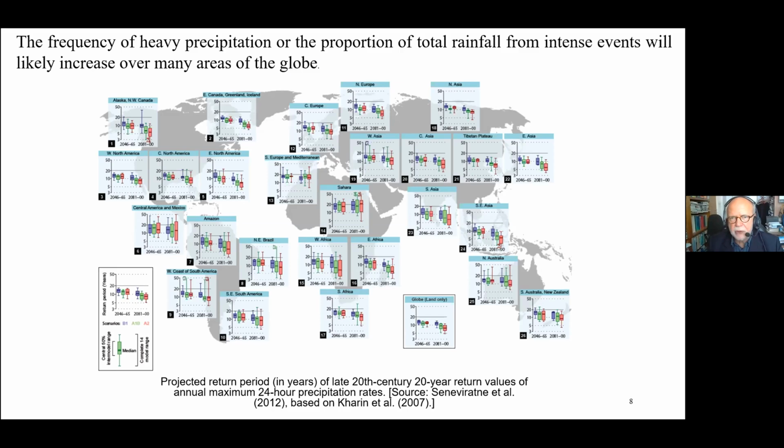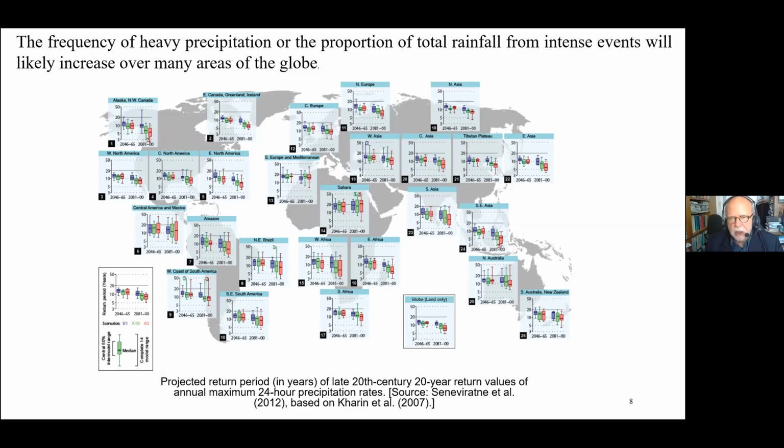Solid black horizontal line at the level of 20. It refers to a 20th century, 20 year, 24 hour precipitation complex. Sorry for that, but it is just a 20 year return value of one day or 24 hour precipitation for the late 20th century.